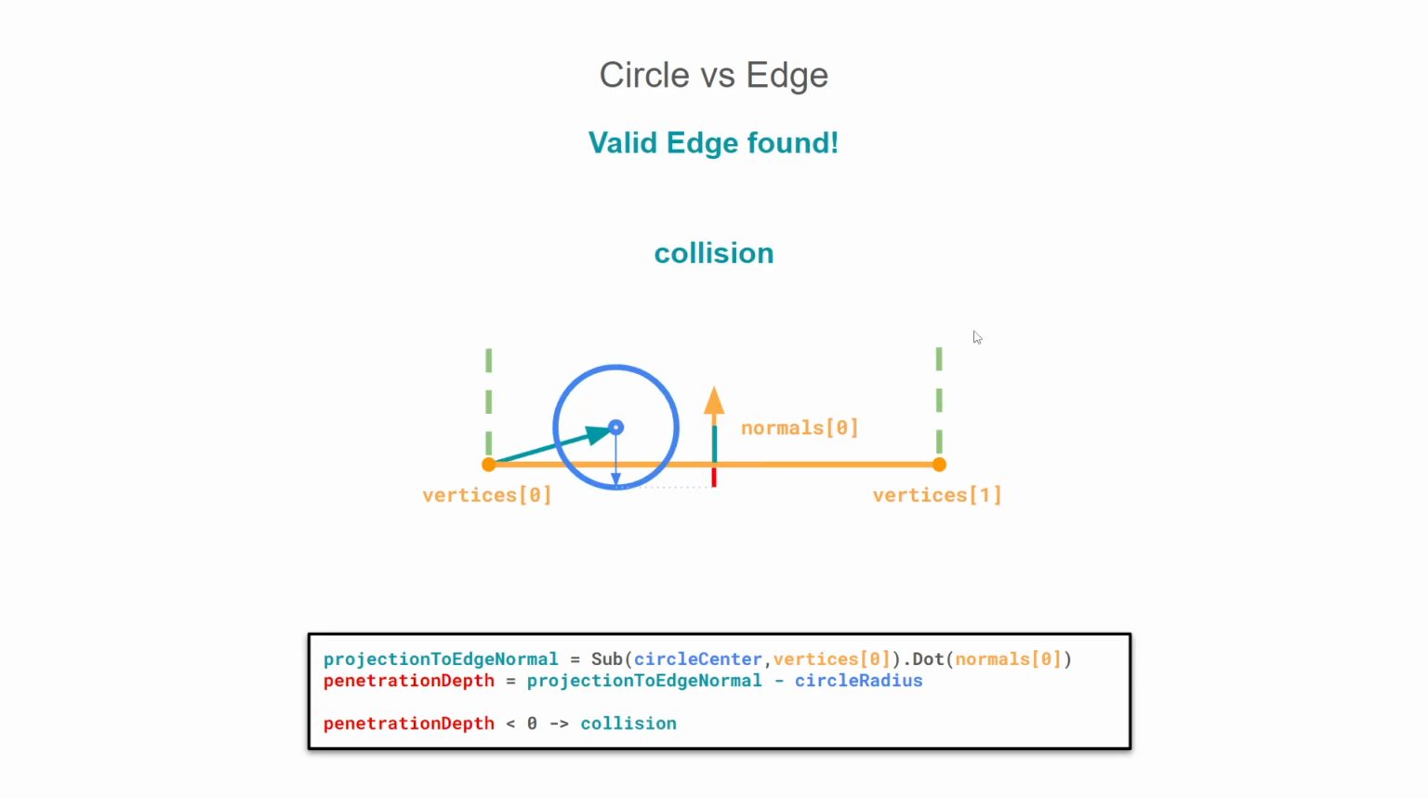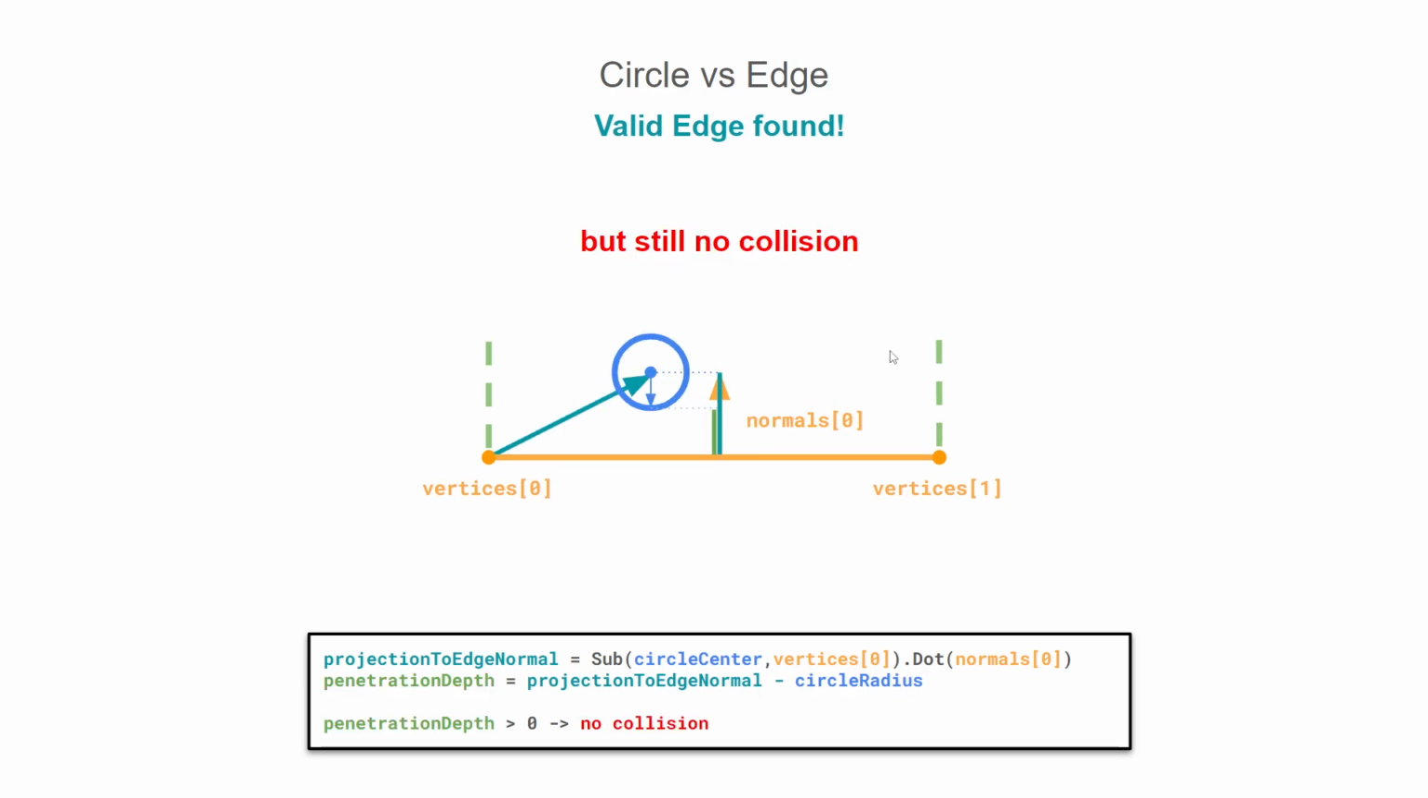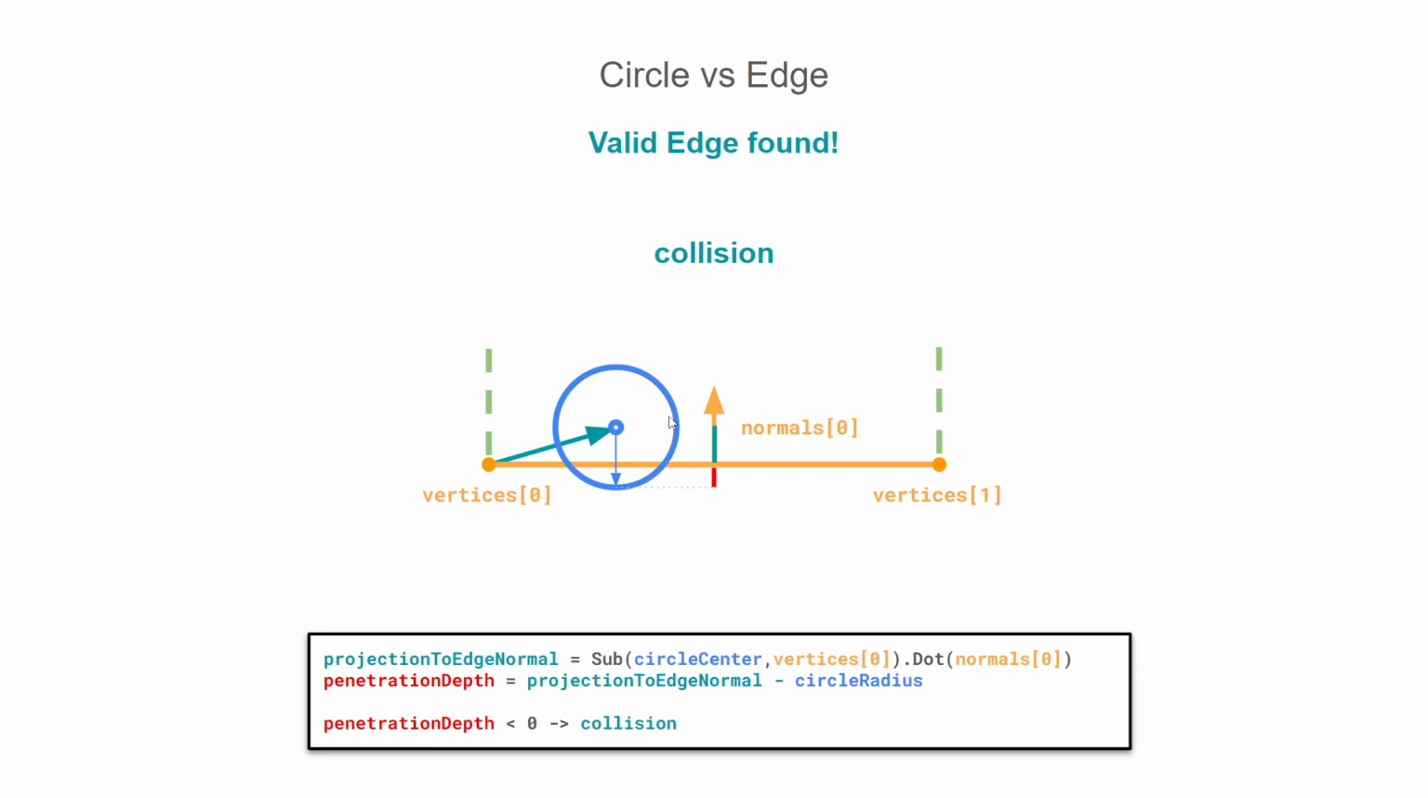And then, of course, there's the case where we have a collision. It's the exact same thing, but this time the circle is touching the polygon edge. And again, if the projection value from this arrow with the normal minus the radius is lower than 0, then there's a collision.